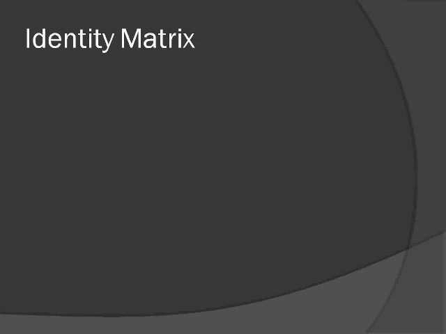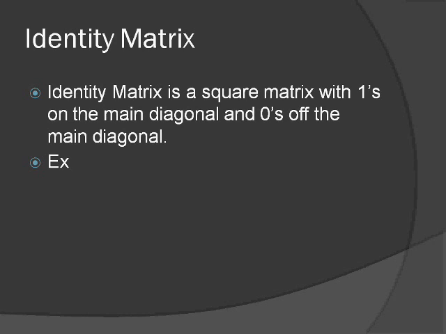Identity matrix. An identity matrix is a square matrix with ones on the main diagonal and zeros off the main diagonal. Consider the following example. You can see that there is only 1 on the main diagonal and zeros are off the main diagonal. It is also the same here. You can see that there are 3 ones on the main diagonal and the rest of the entities are 0.